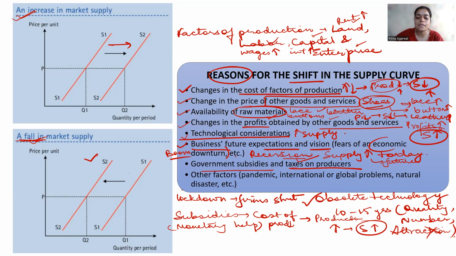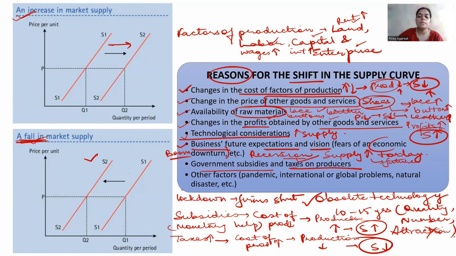Now, considering taxes, taxes are the monetary takeaway from the people towards the government. So if taxes rise, what will happen? Cost of production will also increase. Production or output will fall, and this will lead to supply fall. So there will be a fall in the market supply. Converse to these, if the taxes fall and subsidies rise, the supply will rise and fall respectively.